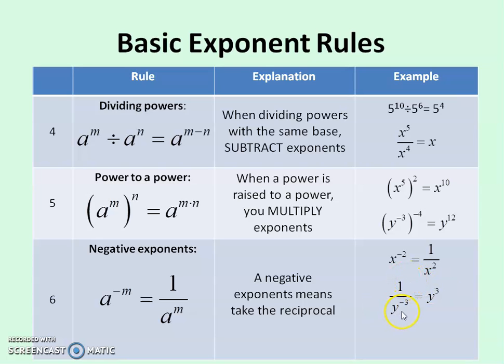1 over y to the power negative 3 means that this y to the power negative 3, the y moves back up and becomes positive. My final answer should only have positive exponents, so I need to move things around accordingly.